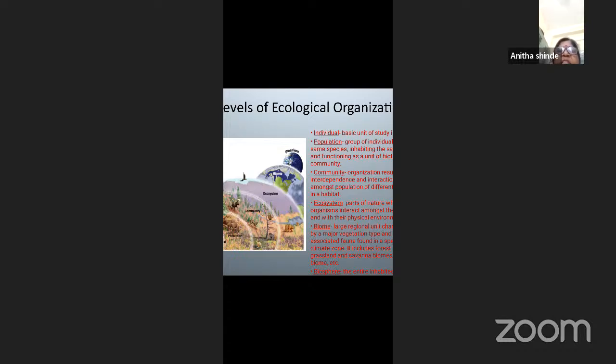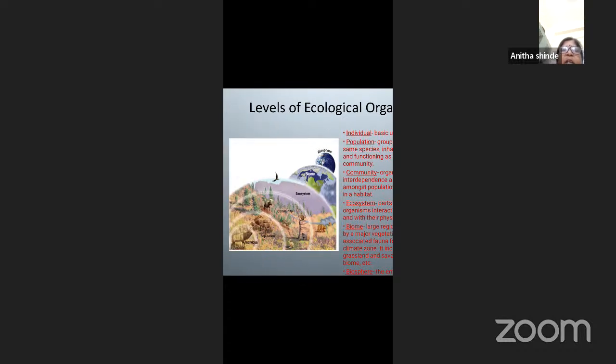And these populations constitute a community, and community will constitute what? An ecosystem. And all the ecosystems put together, like you have different types of ecosystems: natural ecosystem, artificial ecosystem, aquatic ecosystem, terrestrial ecosystem, forest ecosystem. All these together form a biome. And all the different types of biomes together constitute the whole universe. That is what we call the biosphere.